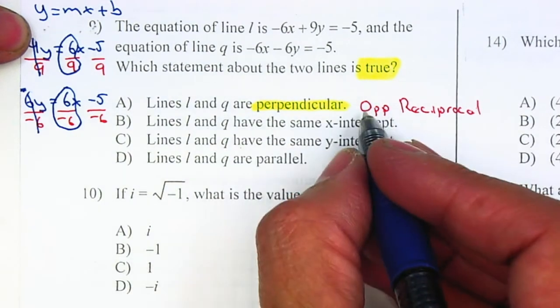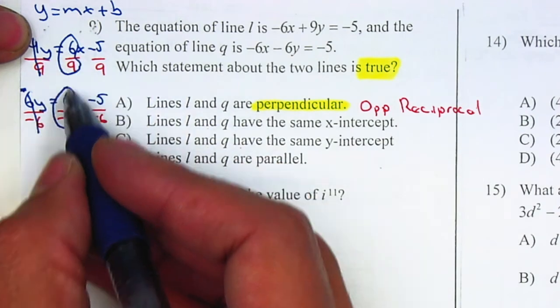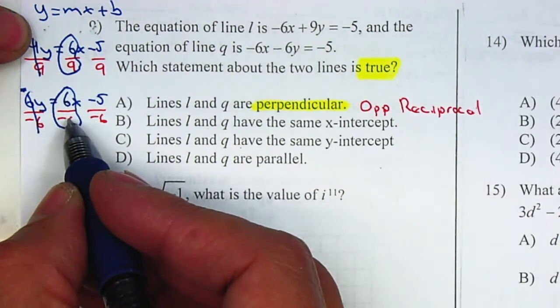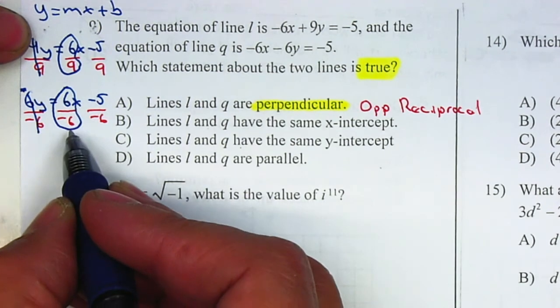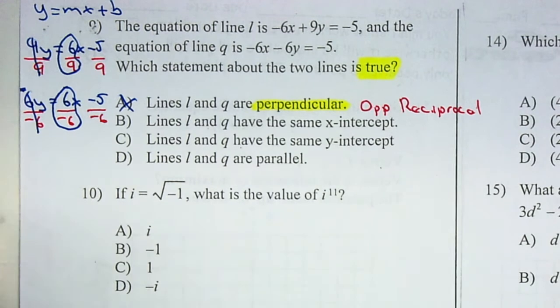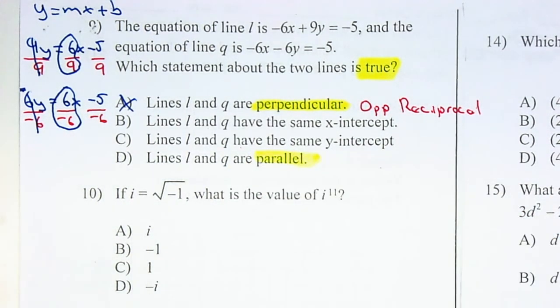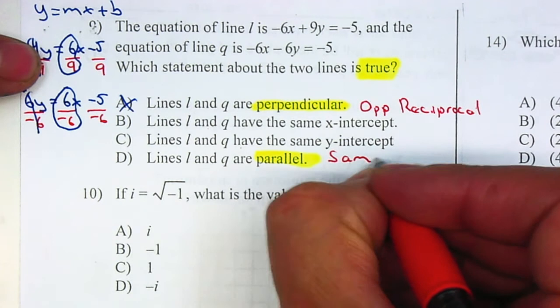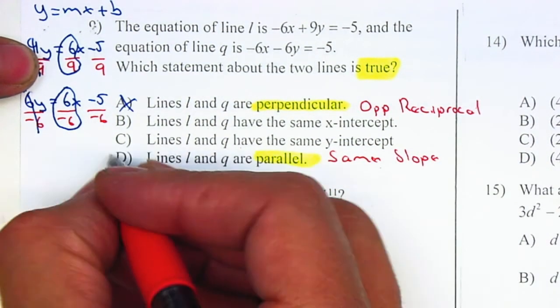Do you have the opposite reciprocal? One of them is positive, the other one's negative, but it's not flipped. It's not the reciprocal. If they were reciprocal, this would be 9 over 6. So no, they're not perpendicular. We can analyze, since we have the slope, whether they're parallel. Parallel lines have exactly the same slope. So do they have the same slope? No.